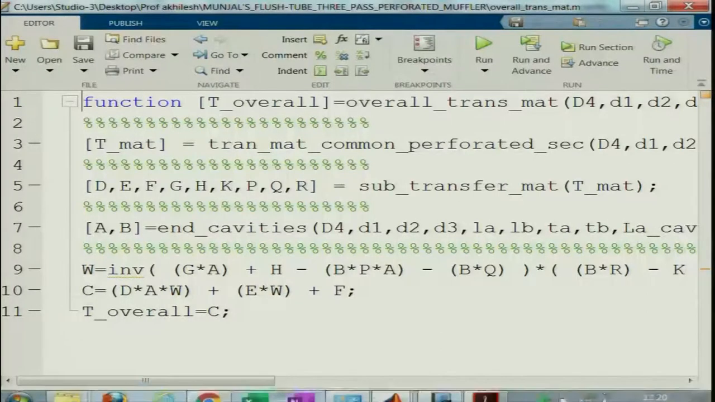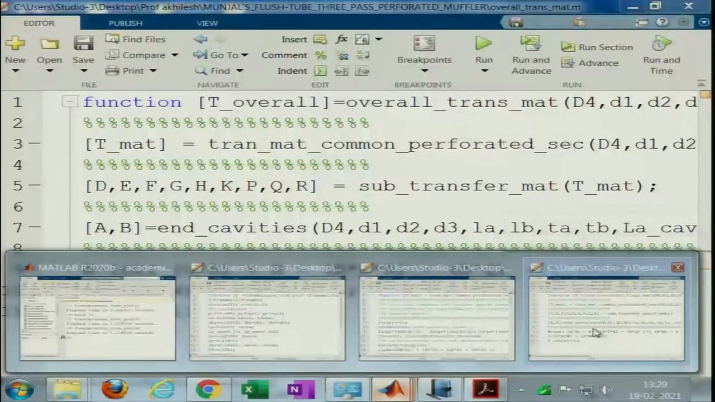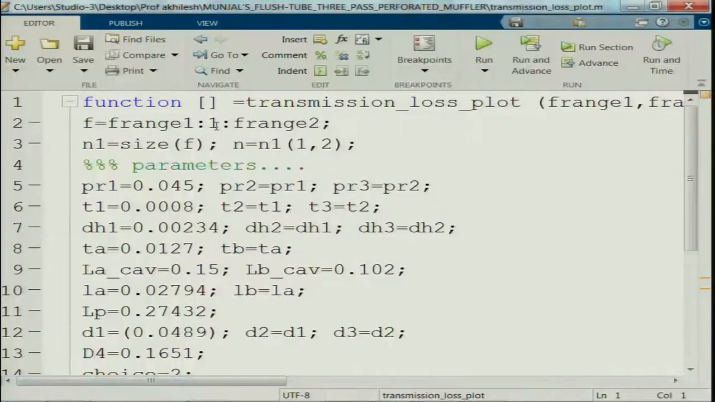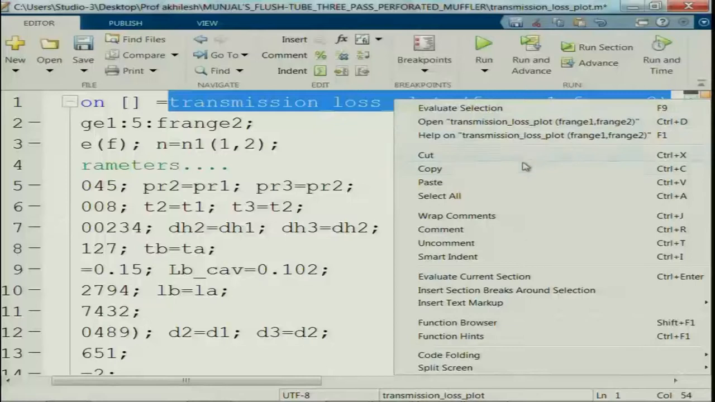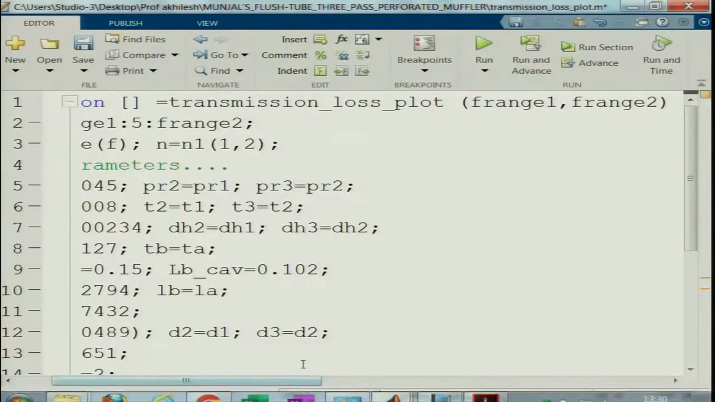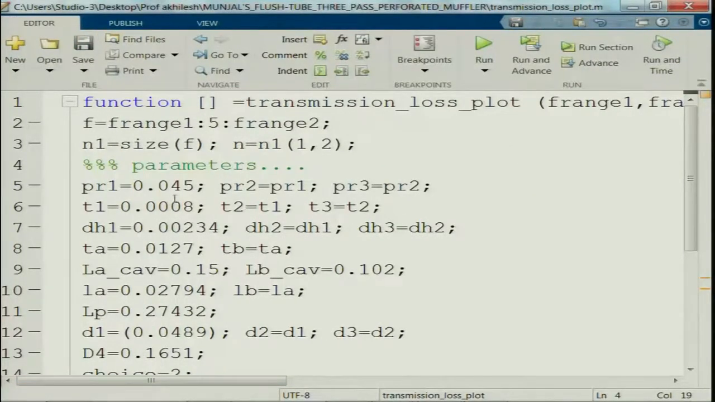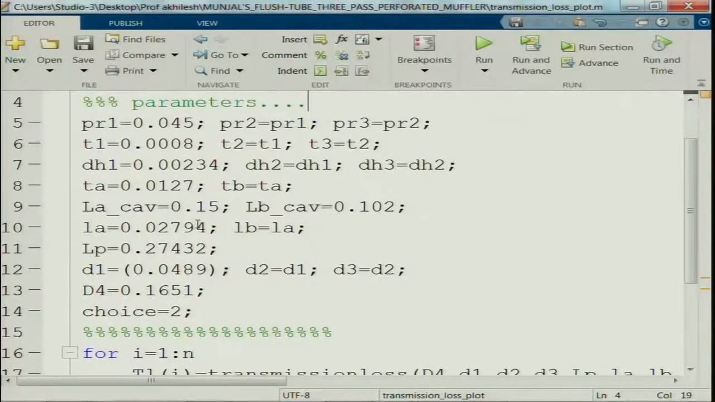But for now, let me just run the code. It is going to take some time. Let me increase the step value, let us say 5 hertz, and maybe do only up to 1000 hertz or maybe 1500 hertz. Let me also bring out the porosity value. 4.5% is the porosity. Thickness is 8 mm, diameter of the hole is about 2-3 mm. Length is 127 mm, and LA cavity, LB cavity is about 150 mm and 102 mm.